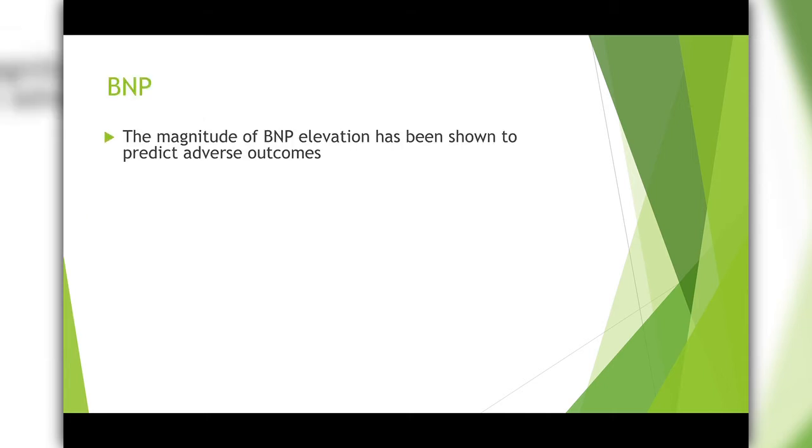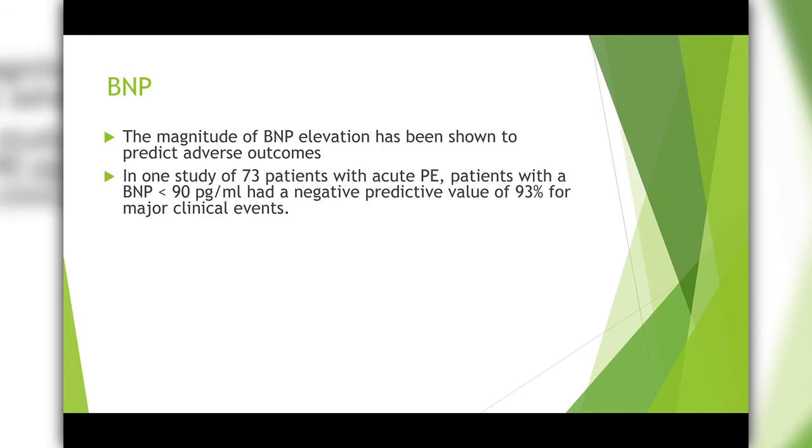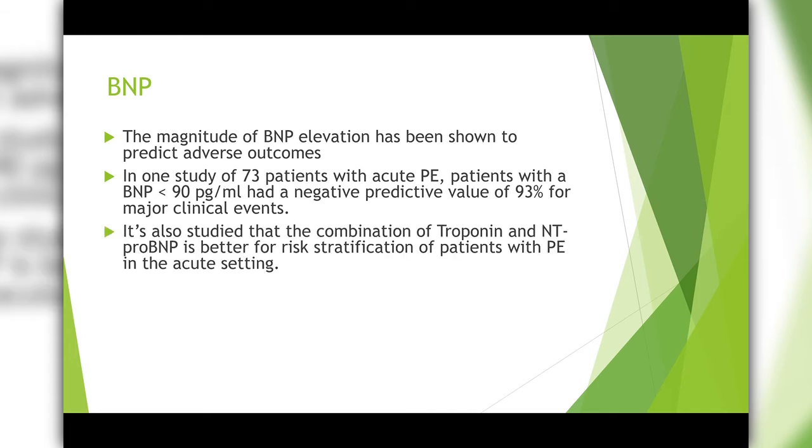BNP. The magnitude of BNP elevation has been shown to predict adverse outcomes, that is, higher the BNP, higher the adverse outcomes. This is the result of a study showing negative predictive value of 93% for major clinical events in patients with a BNP of less than 90. Combination of troponin and NT-proBNP is better for risk stratification of patients with PE in acute setting.